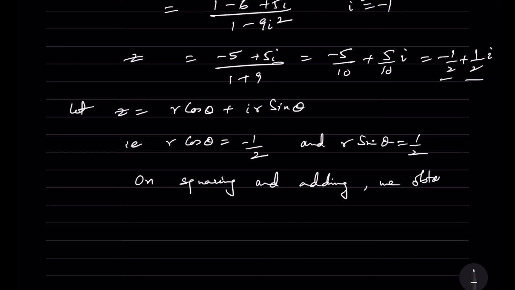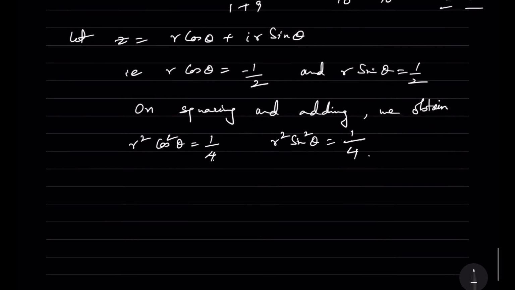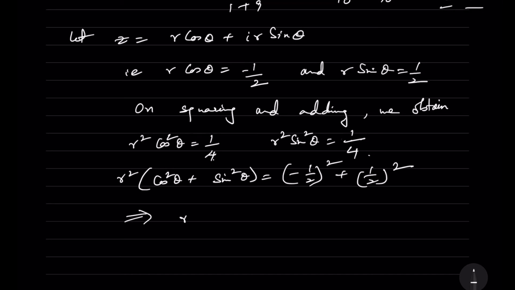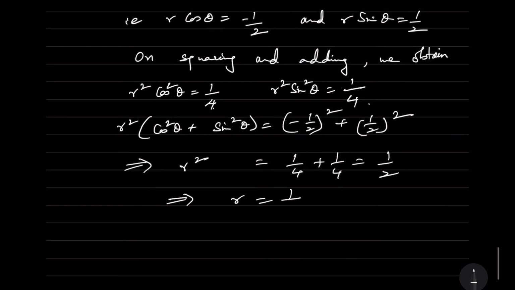we obtain r square cos square theta is equal to 1 by 4, and r square sin square theta is equal to 1 by 4. So therefore you can write this as r square into (cos square theta plus sin square theta) is equal to (minus 1 by 2) whole square plus (1 by 2) whole square, which implies r square into 1 is equal to 1 by 4 plus 1 by 4, which is equal to half. Therefore r is equal to 1 by root 2.